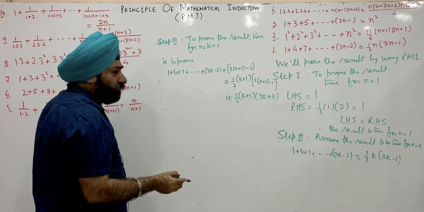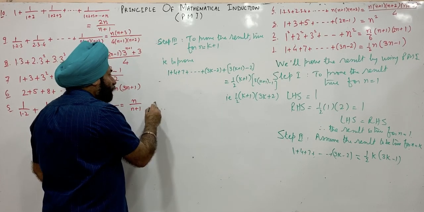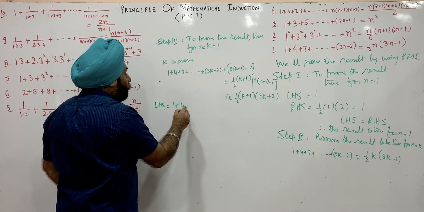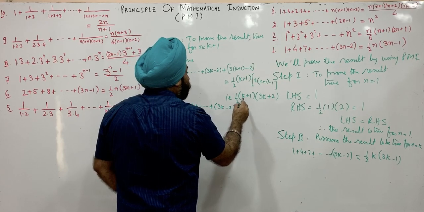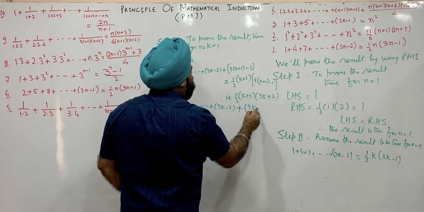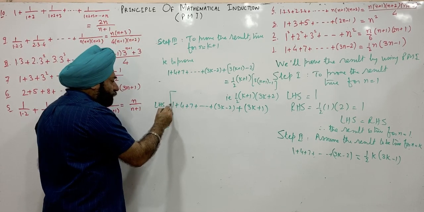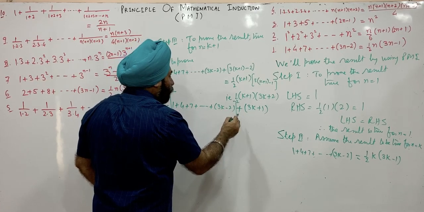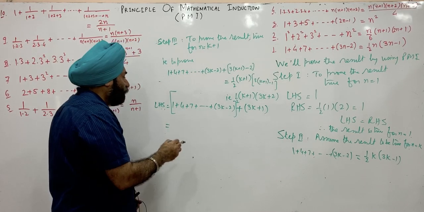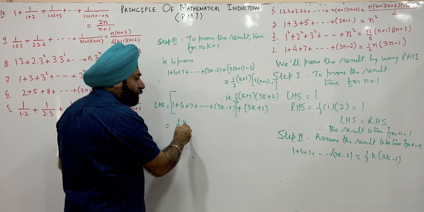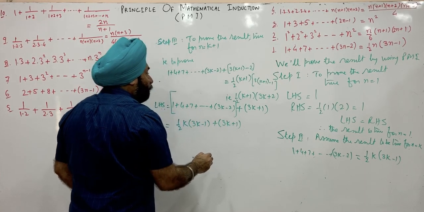So how do we prove it? We use the result assumed in the second step to prove this. Starting from left hand side, which is 1 plus 4 plus 7, 3k minus 2 plus, this is 3k plus 1. This is equal to, now what is this sum? 1 plus 4 plus 7 up to 3k minus 2. Okay, using this, it's half k into 3k minus 1. So we write this is half k into 3k minus 1 plus this is 3k plus 1.